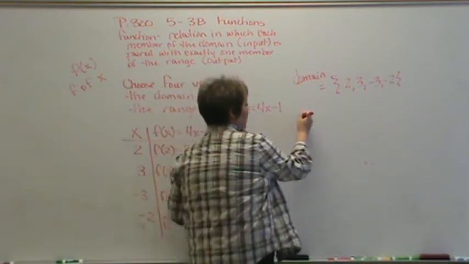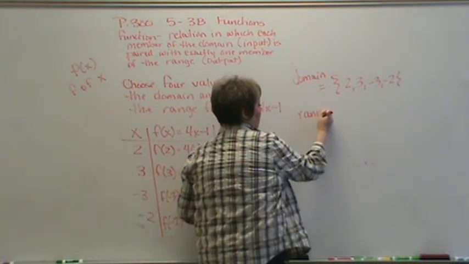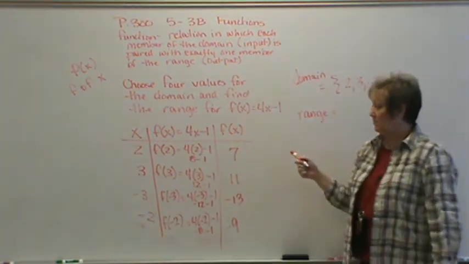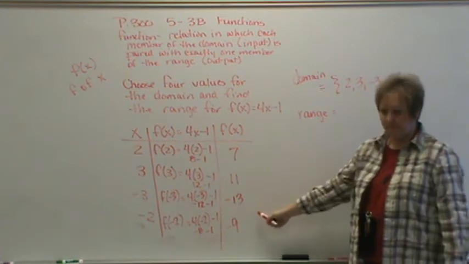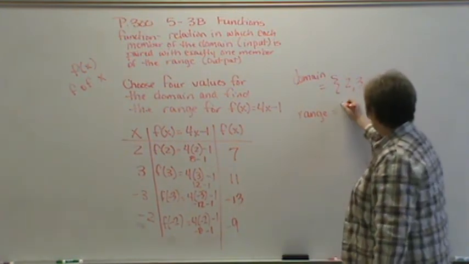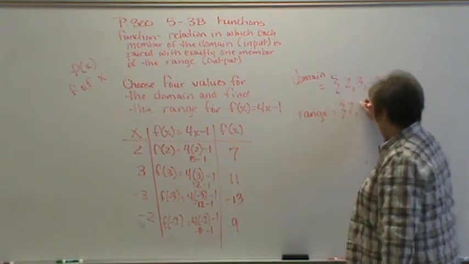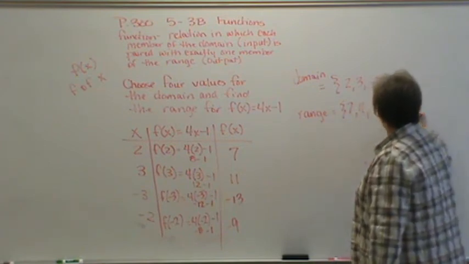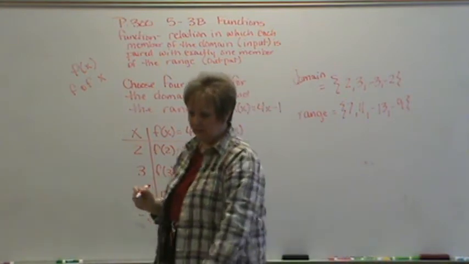What about my range? Is the range the middle stuff? 7, 11, -13, -9. So we got 7, 11, -13, and -9. Oh, right. I thought you meant rule.